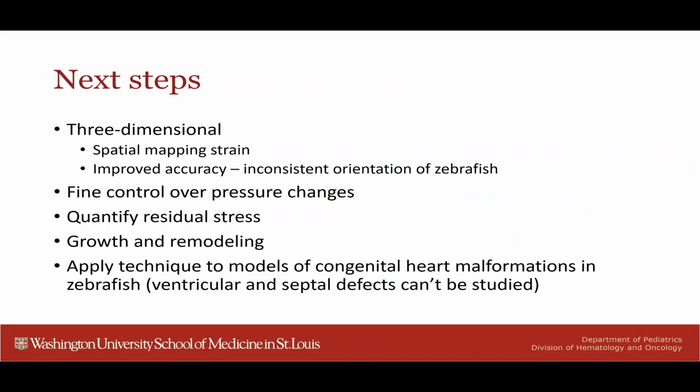And then we want to extend all of this to a growth and remodeling model that we can apply to better understand some of these congenital heart malformations. One downside with zebrafish is despite any advance we make, we still won't really be able to look at ventricular and septal defects since we only have 2 chambers to work with.